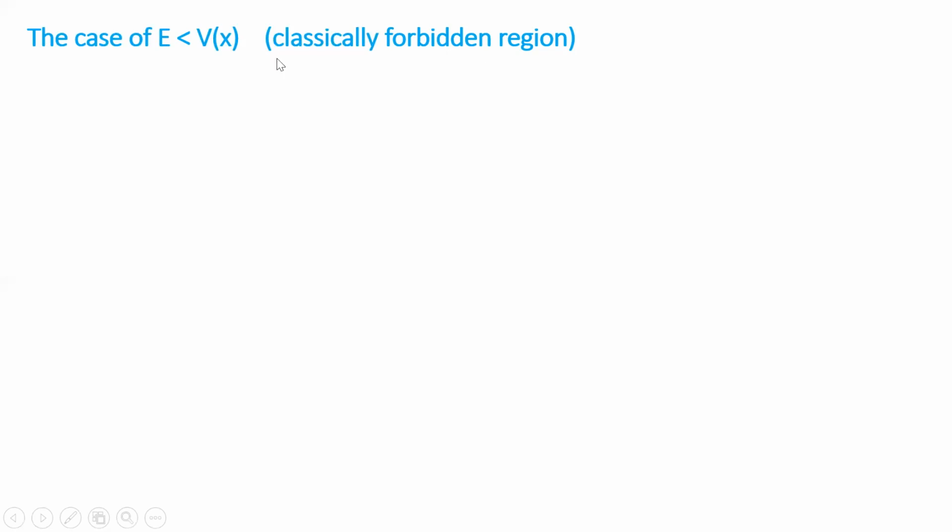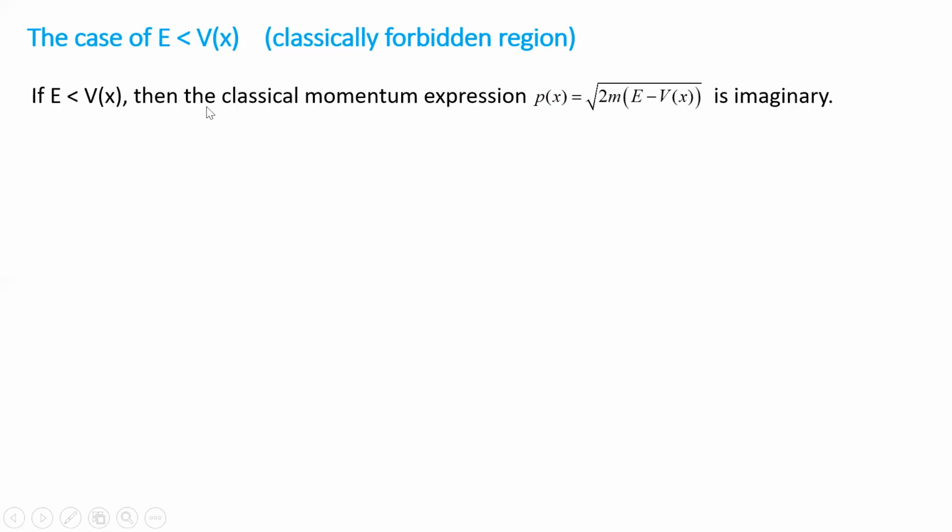This is the classically forbidden region, because with the total energy less than V of x, we would have a negative kinetic energy, which is not possible. So this is a region where the particle couldn't go classically. If E is less than V of x, then the classical momentum expression P of x, the same expression we looked at in the previous slide, is going to be imaginary because E minus V of x is negative, and the square root of a negative is imaginary.